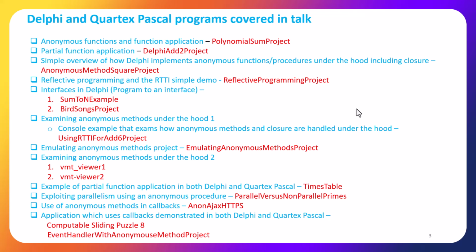Oh dear, I spelt anonymous method incorrectly, but never mind. It's just instinctive to add the E to mouse.